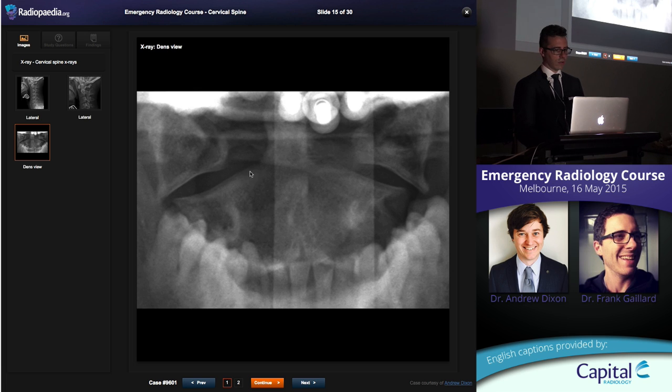And here we have C2, and there's the dens. And note how the lateral edge of this C2 vertebra intersects the lateral mass of C1, which is laterally displaced. These should align vertically. So both C1 lateral masses have been pushed sideways, and the gap between the lateral mass and dens is also widened.